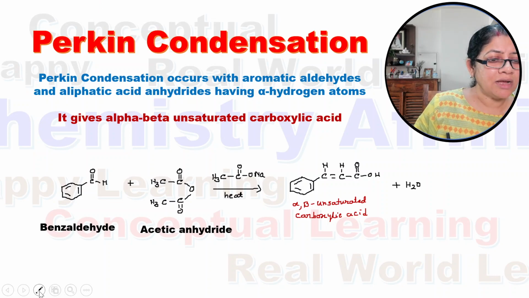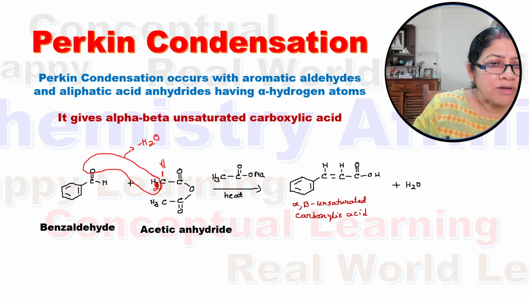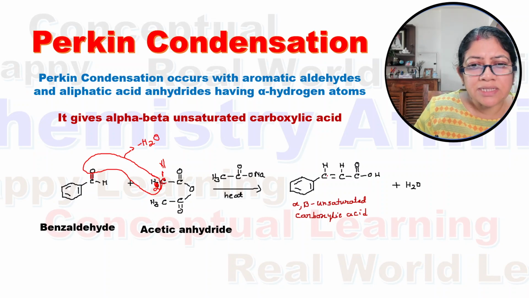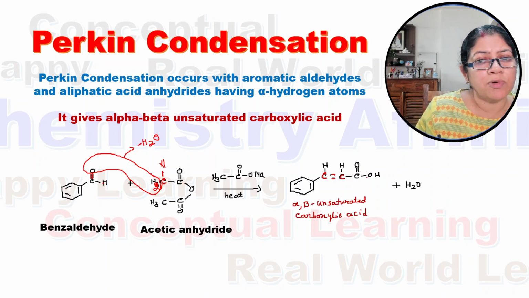Here we can think about this CH2 with one hydrogen, so we can think about this H2 and this oxygen leaving as a water molecule. Now this carbon will make a double bond with this carbon. Here you can see the benzaldehyde carbon is making a double bond with the carbon from the acetic anhydride. So this is the way we get the carbon-carbon double bond, and then we have a carboxylic acid.